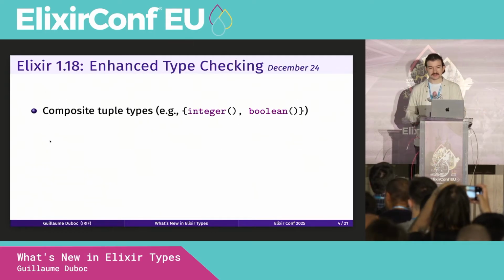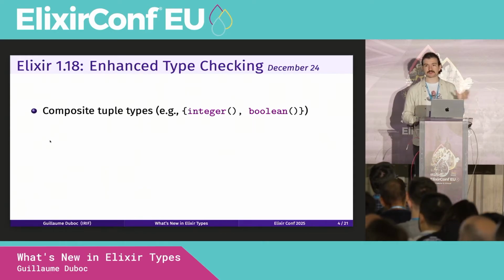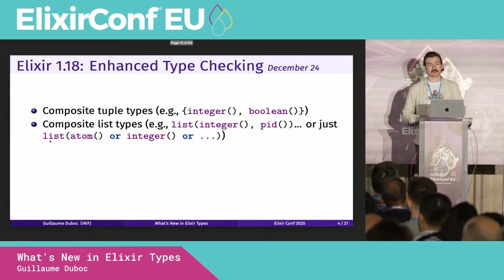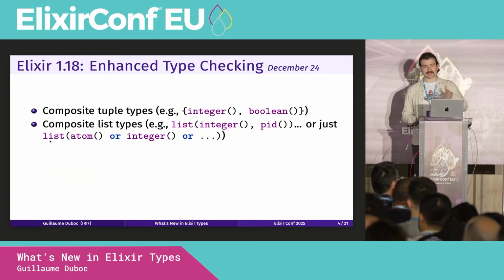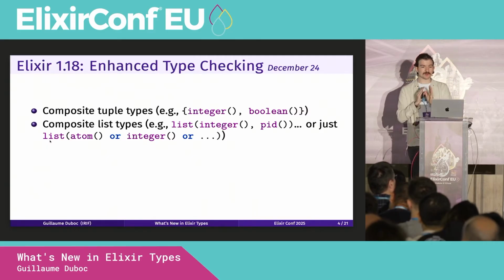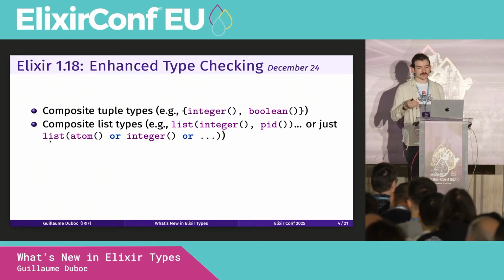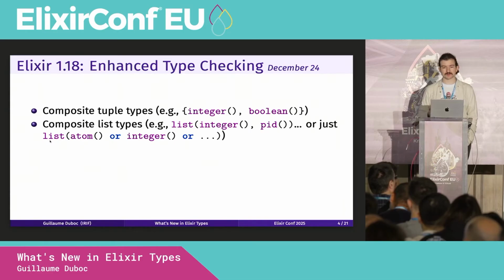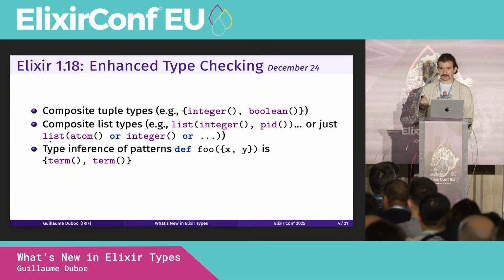And in 1.18, we added composite tuple types, being able to represent a pair of integer and boolean. List types, being able to precisely have, so this list of integer and PID is a list of integers that ends just by a PID instead of an empty list. It's an improper list type, but usually you would just use a list of atoms or integers or whatever you want in your list. And we started doing type inference of patterns.